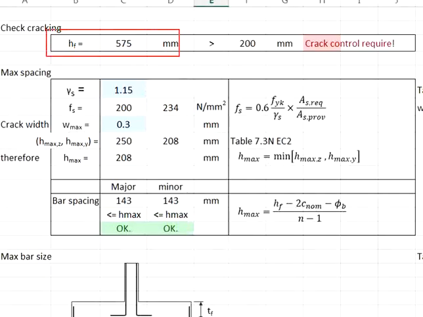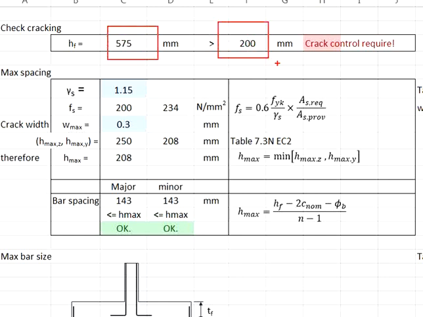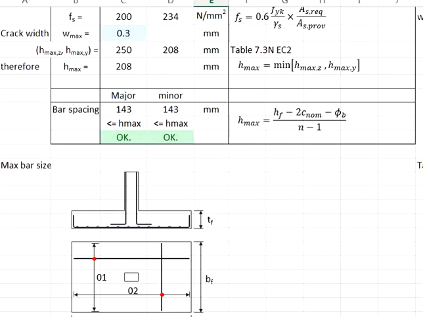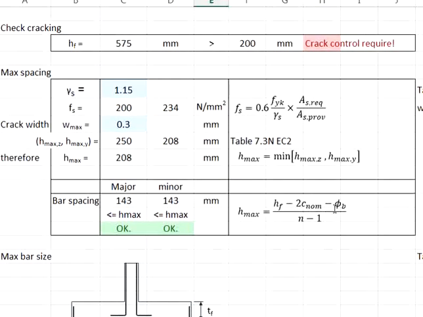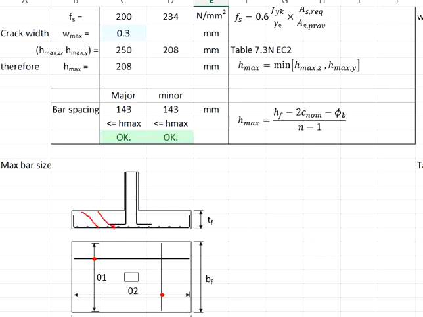Get the thickness of the pad footing, which is 575 mm. This thickness is more than 200 mm. That means you require a mechanism to have crack control on the surface of the pad footing. You can provide perimeter reinforcement along the side of the pad footing and make the reinforcement at a spacing not exceeding 200 mm. This can help to control the surface crack on the pad footing.